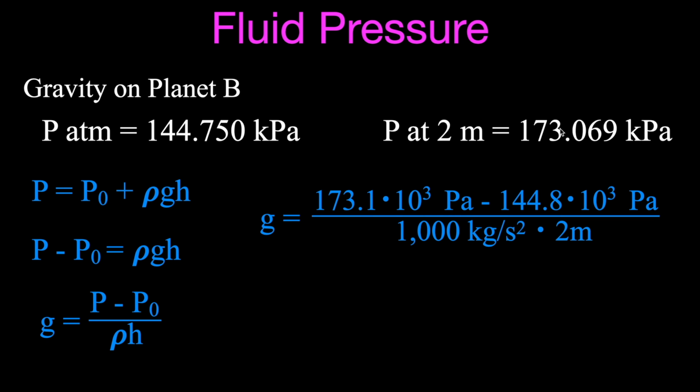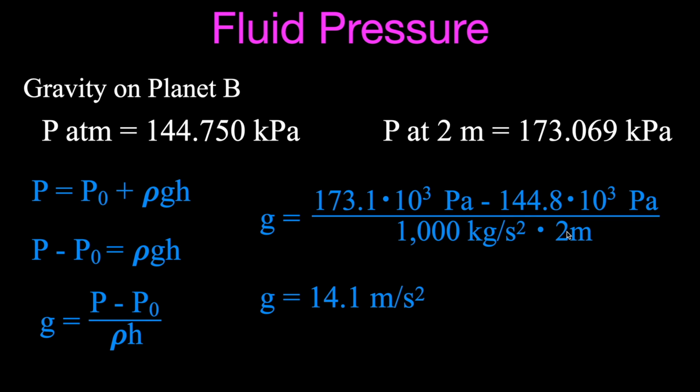That's the atmosphere and the liquid, or the fluid, the liquid water. And that's 173.1 times 10 to the third, because this is kilopascals and this has to be in pascals. Atmospheric pressure is 144.8 times 10 to the third pascals. Divide by the density of liquid times the depth, and you get that the acceleration due to gravity on planet B is 14.1 meters per second squared. Okay? So there you go. That's how you can use Pascal's principle to find the density of the liquid and the acceleration due to gravity on Mystery Planet B.